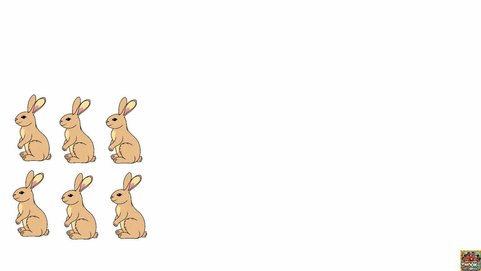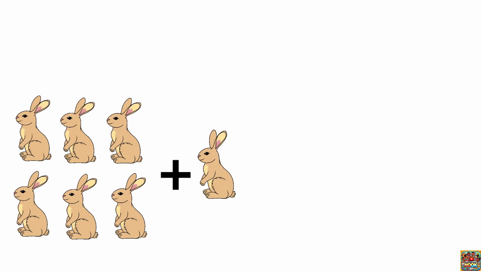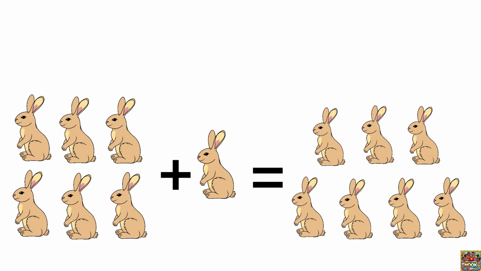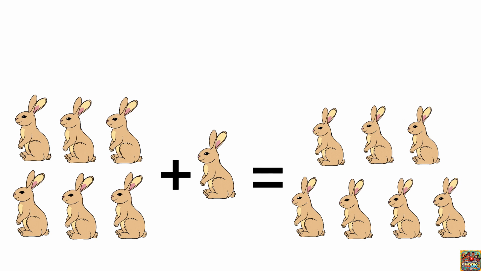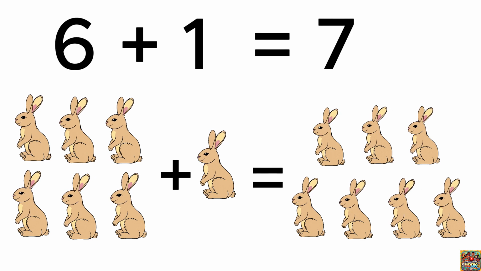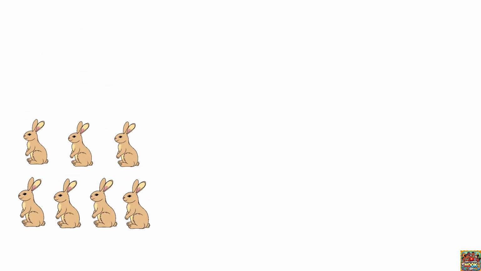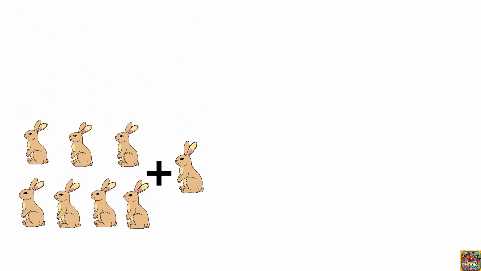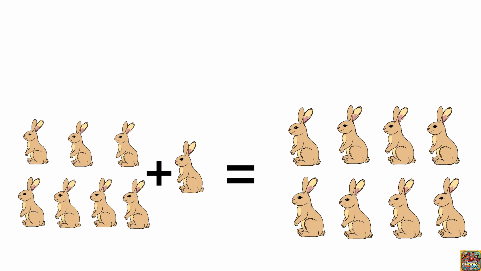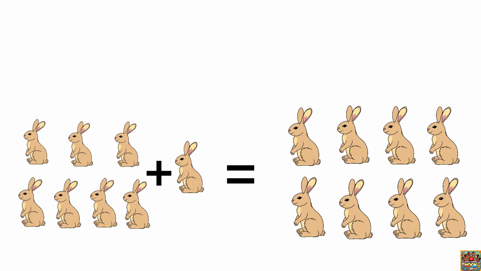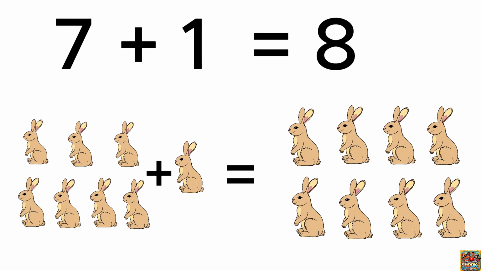6 rabbits plus 1 rabbit equals 7 rabbits. It means 6 plus 1 equals 7. 7 rabbits plus 1 rabbit equals 8 rabbits. It means 7 plus 1 equals 8.